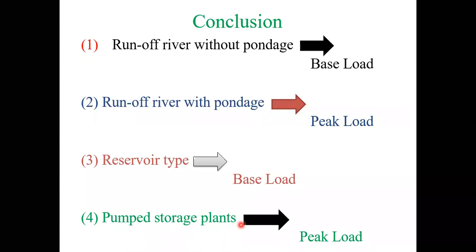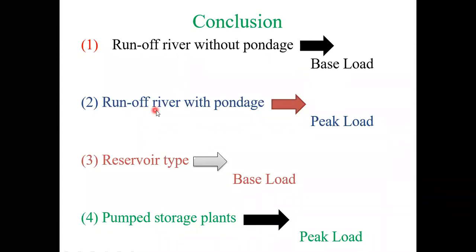This is the conclusion of this class. We have four types of power plants based upon how we can store the water. That is a run-of-river plant without pondage, and this is used to meet the base load.